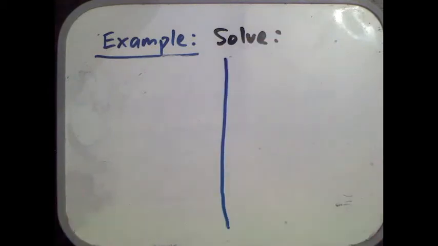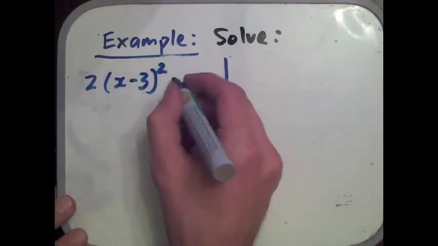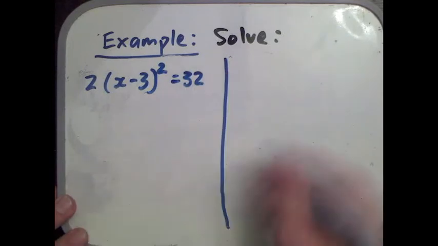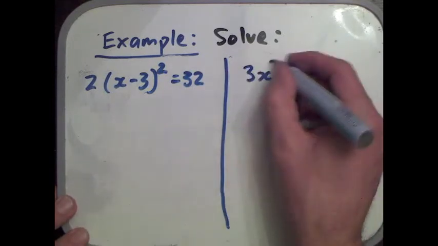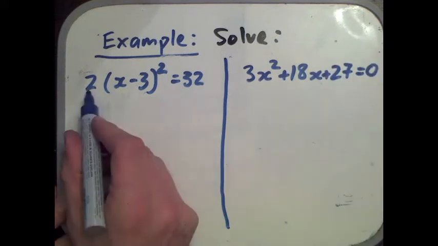Okay, let's do the same again. Let's look at two different examples. Alright, so if we look at our first example on the left, we've got 2 bracket x take 3 squared is equal to 32. And on the right hand side there we have a different one, 3x squared plus 18x plus 27. So let's look at our left.